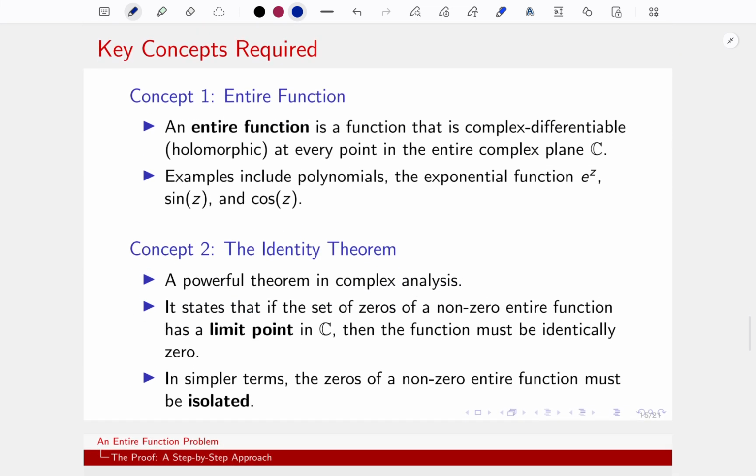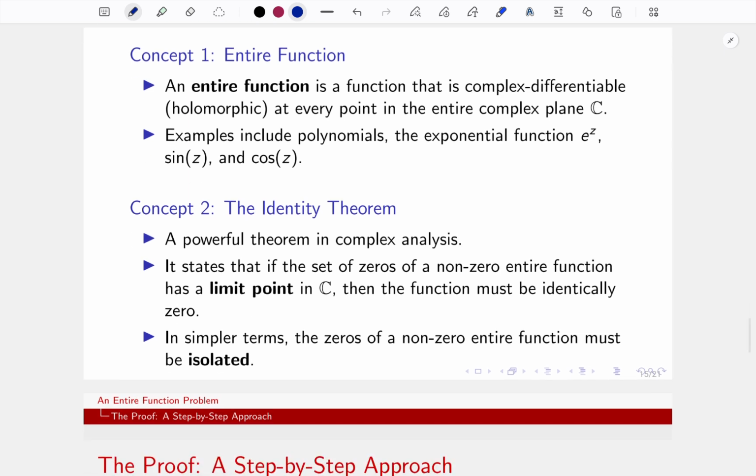So what are the key concepts we require? The first thing is the definition of an entire function, which I am repeating formally. An entire function is a function that is complex differentiable, or holomorphic, at every point in the complex plane. And the next thing, which is actually the important thing we require, is concept 2, the identity theorem.